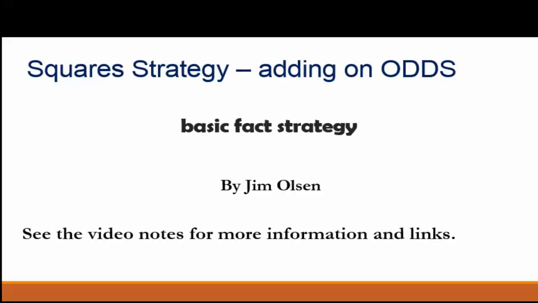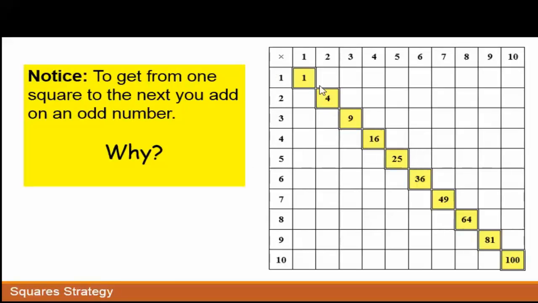Now I'd like to explain an interesting thing about the squares and how it involves odd numbers. If you look at the multiplication table and the squares down this diagonal, you'll notice that to get from 1 to 4, you add 3. To get from 4 to 9, you add 5. To get from 9 to 16, you add 7. You keep adding an additional odd number, the next odd number. And I'd like to show why this is.